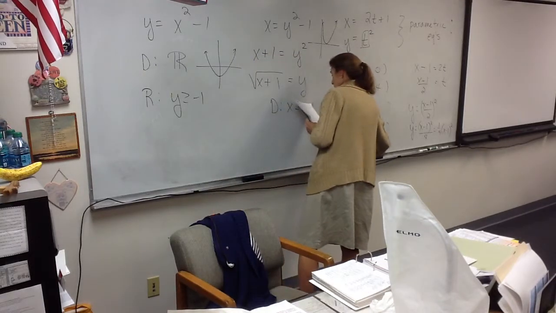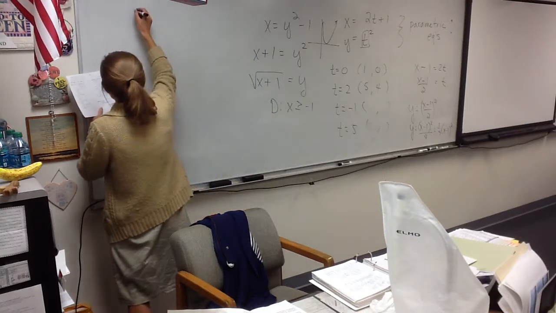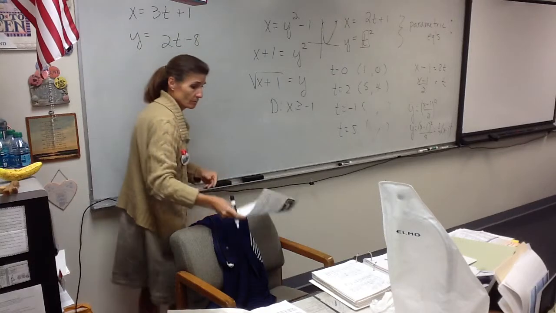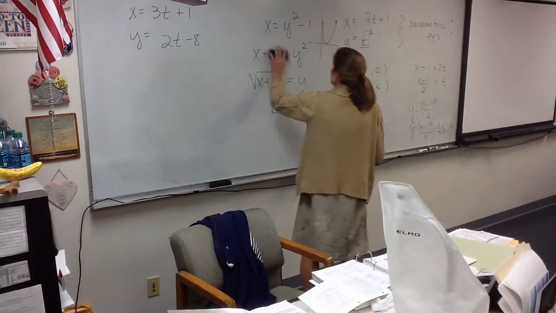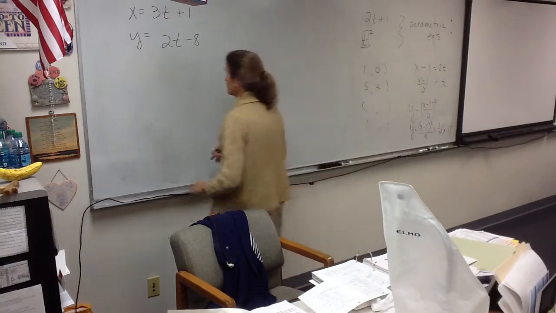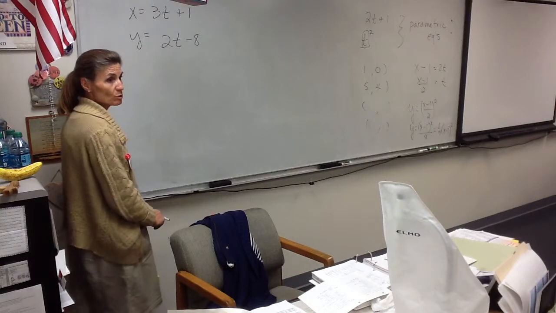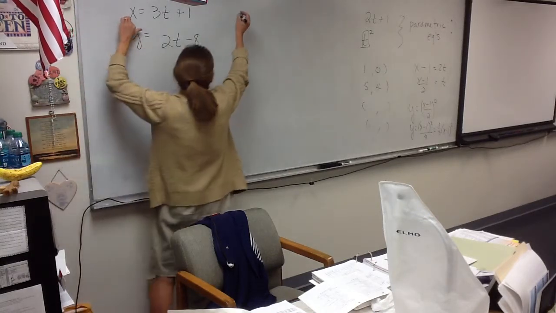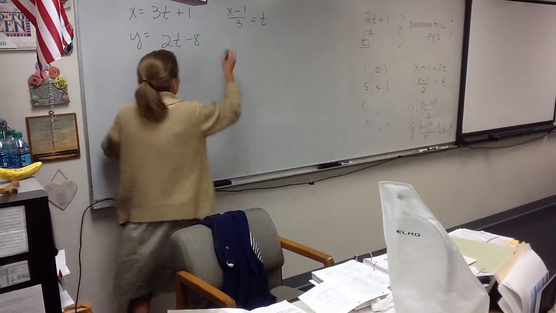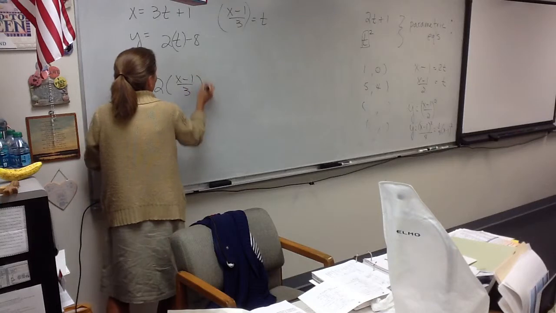Okay, let's try one more. Come up with one single equation to describe this parametric situation. Get t by itself. Which one would you like to get t by itself in? The first one? So that would be x minus 1 over 3, is that t by itself, did I do that right? And then what am I going to do with this x minus 1 over 3? Plug it right here. So y equals 2 times x minus 1 over 3 minus 8.